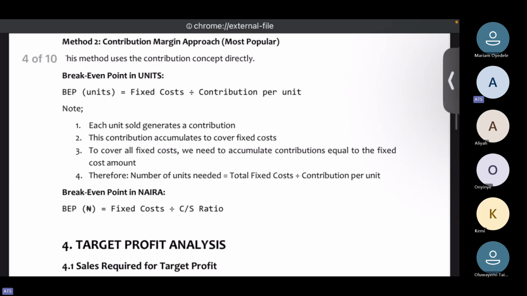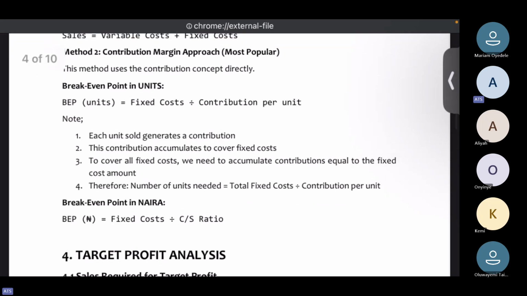Now you have BEP units and BEP naira. Just note down all these formulas. For BEP units, the formula is fixed cost divided by contribution per unit. For break-even points in naira, your formula is BEP naira is equal to fixed cost divided by contribution to sales ratio or contribution margin ratio. Just note down all these formulas. When we want to do calculations, I will explain even further.